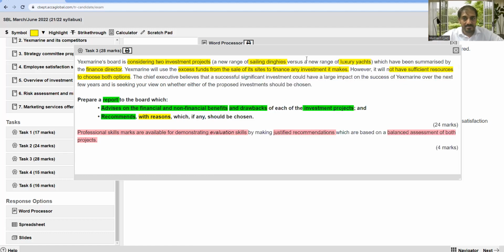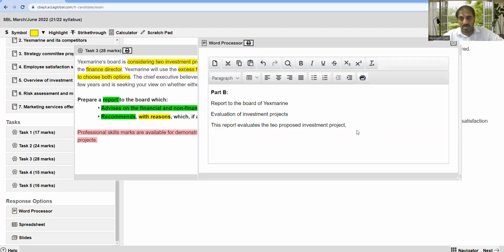and the names of the projects are, Control C, and sometimes we use directly Control V, sailing dinghies versus a new range of yachts, including financial and non-financial factors.